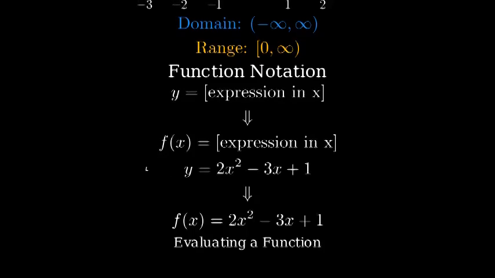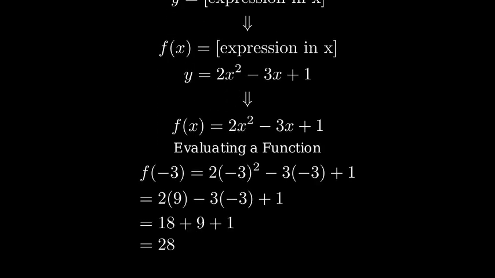For example, f(-3) means we substitute x = -3 into the function. This gives us f(-3) = 2(-3)^2 - 3(-3) + 1, which equals 2 times 9 minus 3 times -3 plus 1, equals 18 + 9 + 1, equals 28.